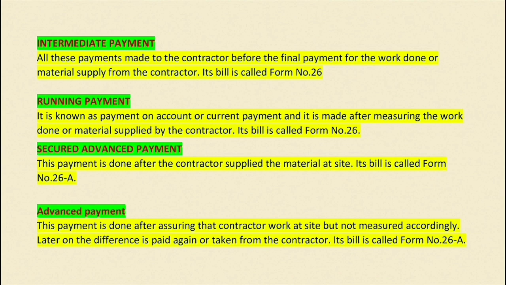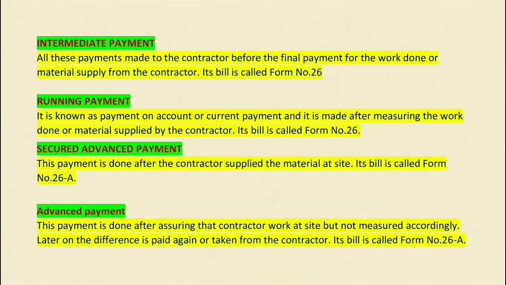And what is running payment? Running payment is known as payment on account or current payment, and it is made after measuring the work done or material supplied by the contractor. This is the same as when we make an intermediate payment to the contractor; this would be known as running payment or current payment. So each installment would be known as running payment, and its bill is known as 26.